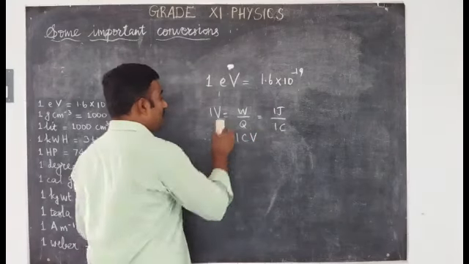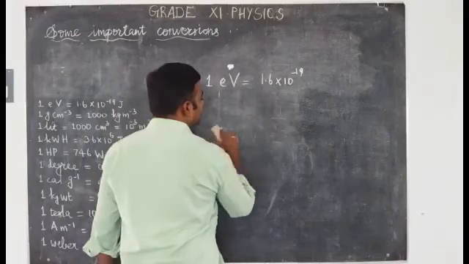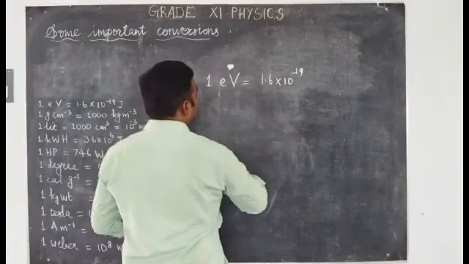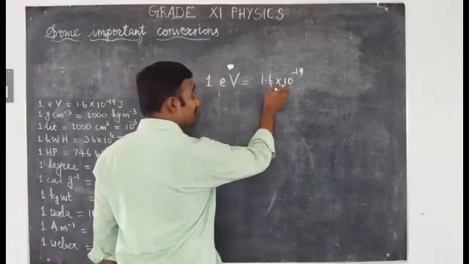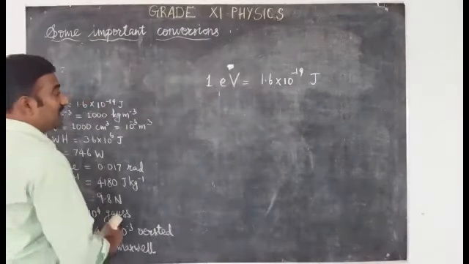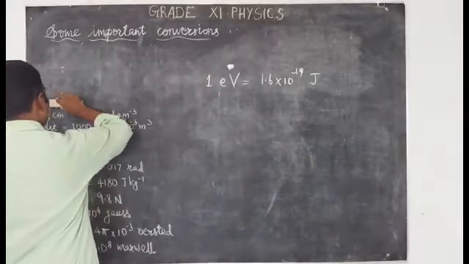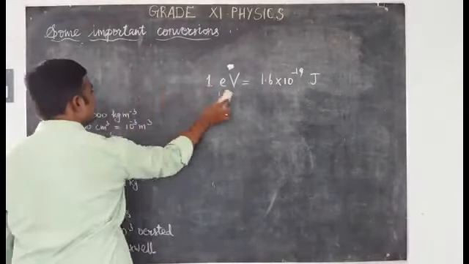Therefore, 1 electron volt is equal to the charge of 1 electron moved through 1 volt. What is the charge of an electron? It is 1.6 into 10 to the power minus 19 coulomb, and coulomb into volt is equal to joule. So this is another conversion: 1 electron volt is equal to how many joules?